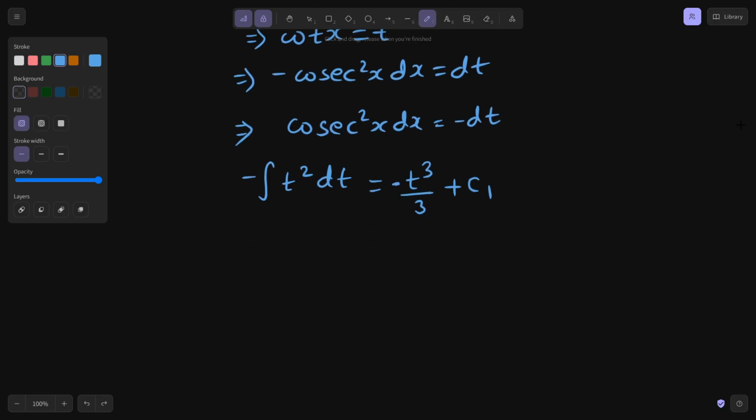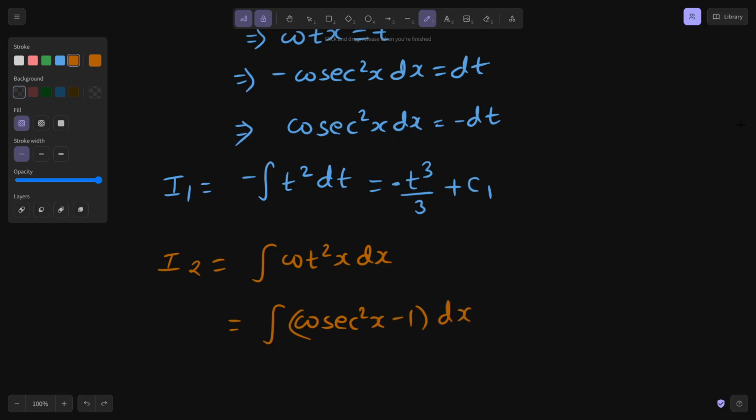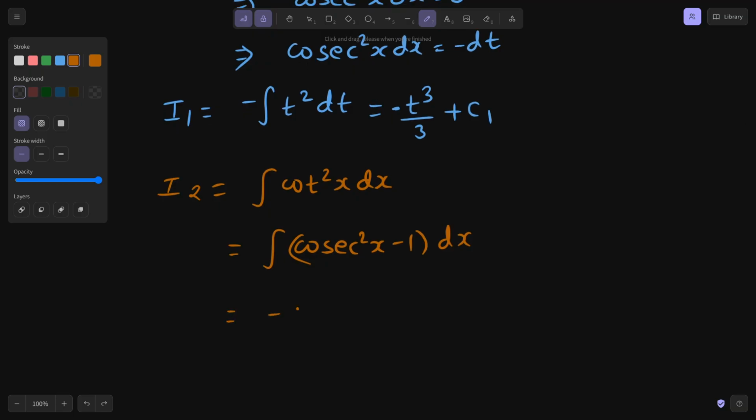So this was all about I1. Now coming to I2, which was simply integral of cot²x. I told in the beginning of the video that you must have solved this integral of cot²x earlier. We simply write this as cosecant²x minus 1. And you all know integral of cosecant²x is negative of cot x, and that of 1 is x, plus constant, let's say c2. So this is I2.